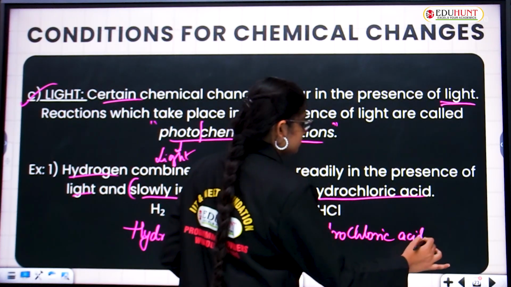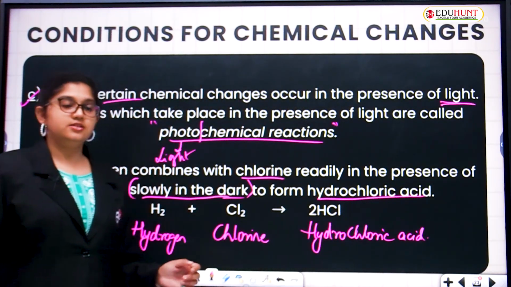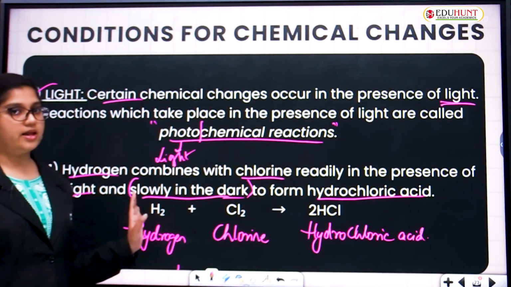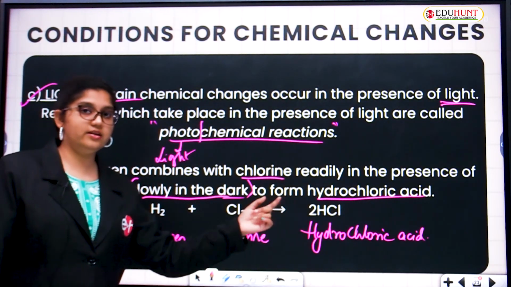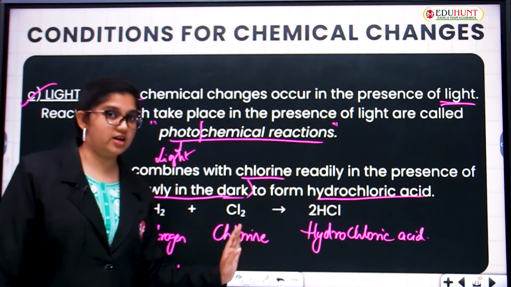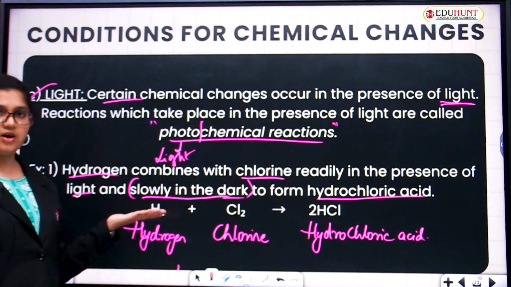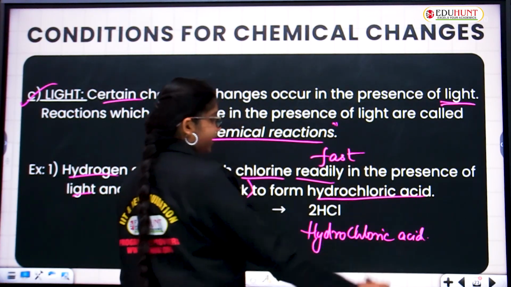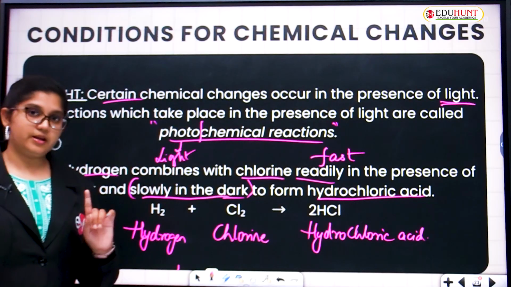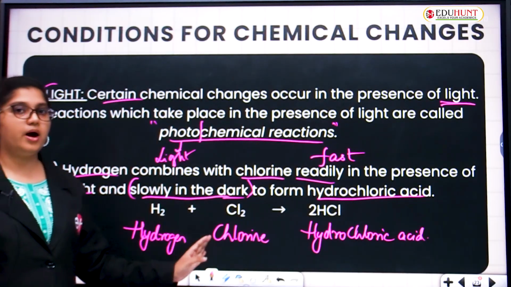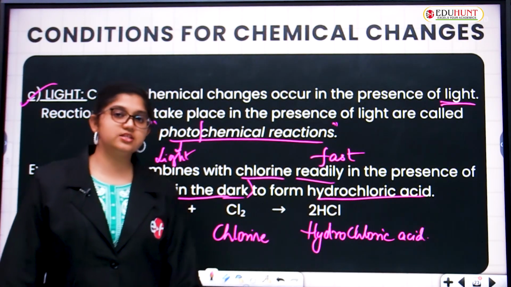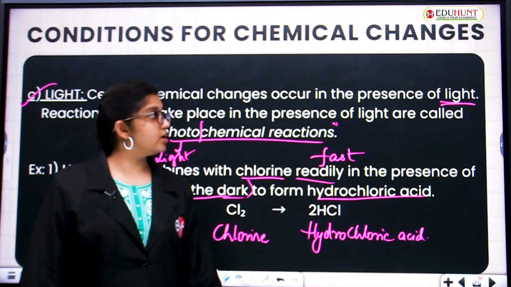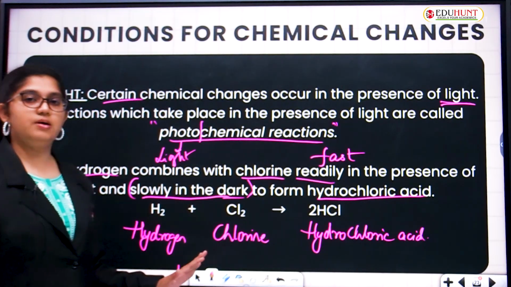Hydrochloric acid, right? This is the light reaction example. When hydrogen and chlorine react in the presence of light, the reaction takes place readily and fast. Readily is nothing but fast. It undergoes a fast reaction in the presence of light. In the dark it reacts slowly to form hydrochloric acid. Okay, that is the importance of light. It makes the reaction take place in a quick manner. This is the third one, that is about light.